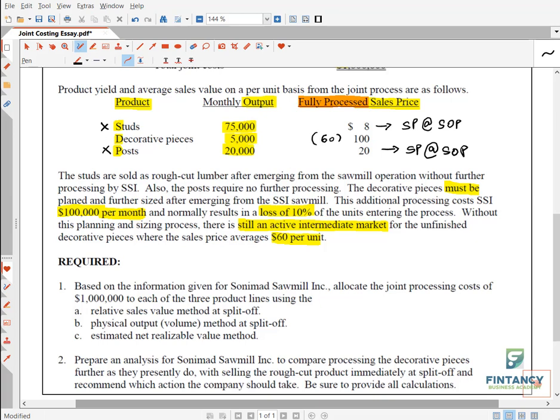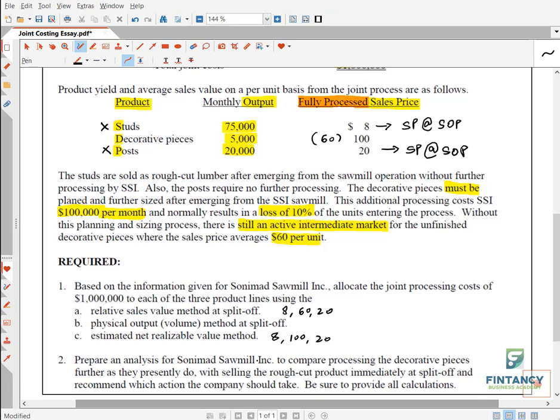And how much is the selling price after I process? 100. Okay, it means when we solve the question through option A, which is relative sales value at split off, which prices will we use? We will use 8, we will use 60 and we will use 20. When we solve the question with the NRV method, we will use 8, we will use 100 and we will use 20. Getting the story, everyone? Okay. So let's start. We will solve this question in the Excel sheet.